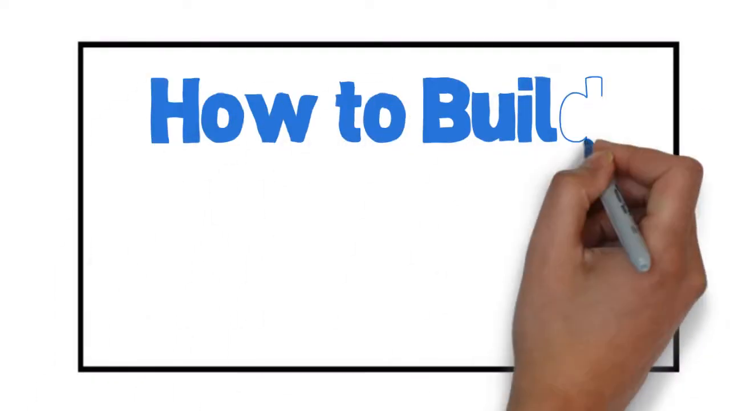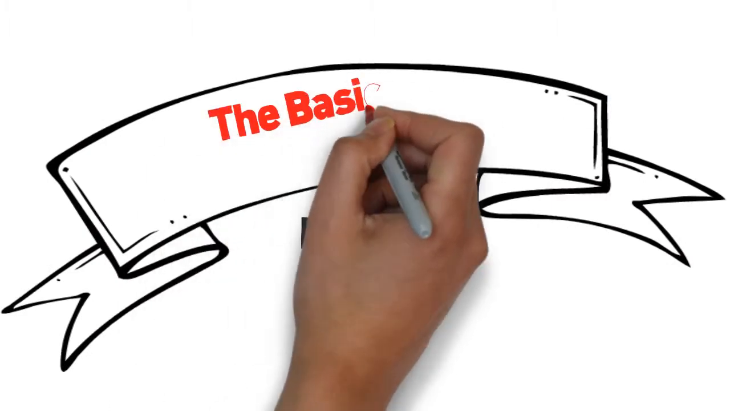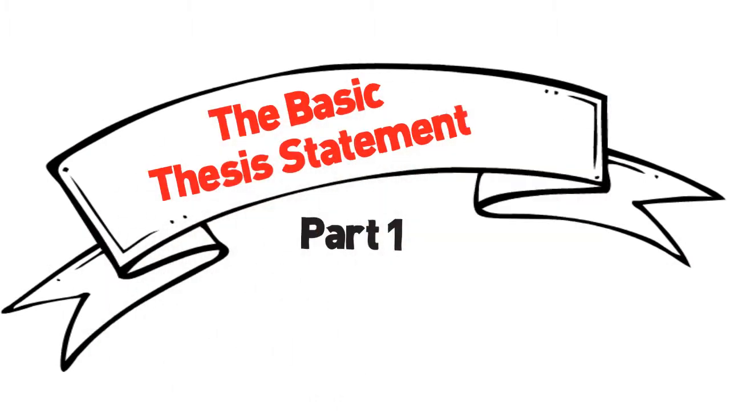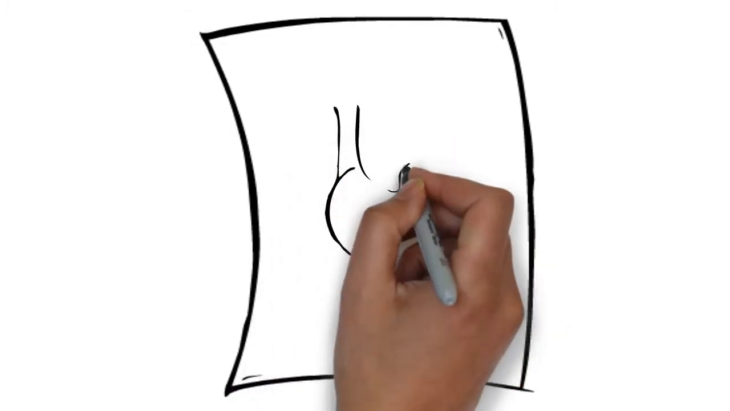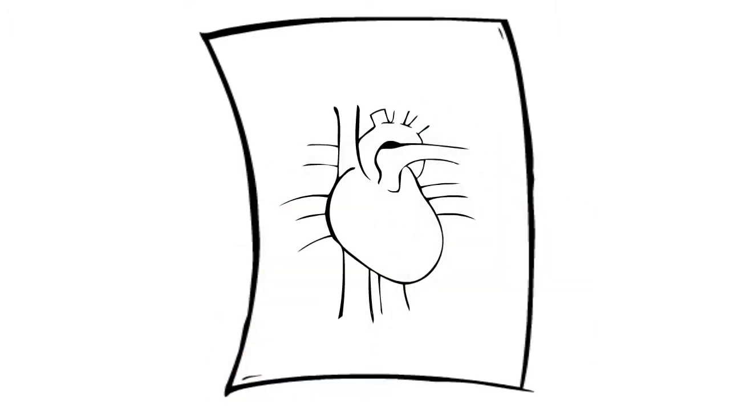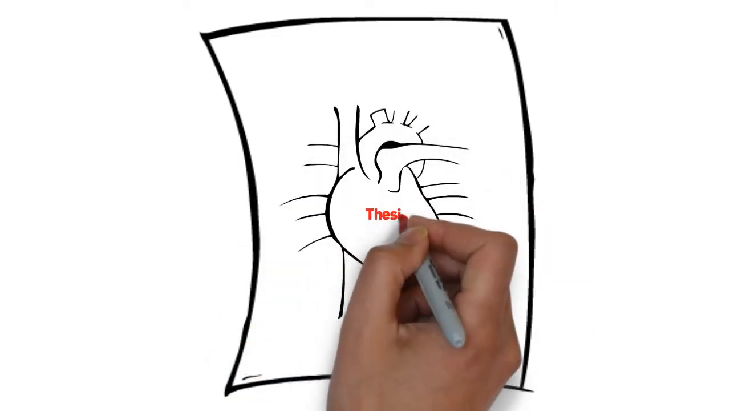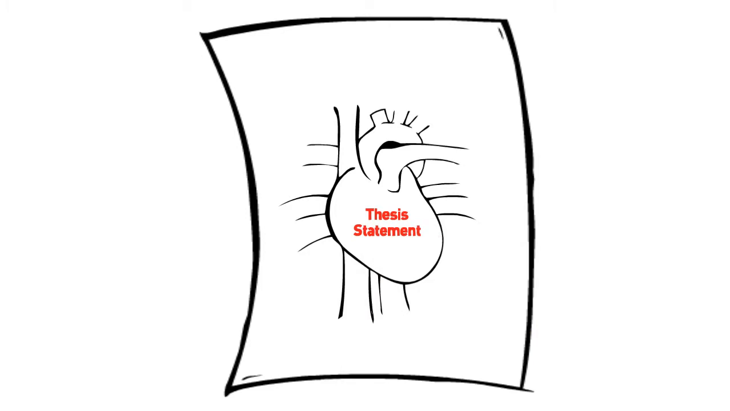How to build an argument. Part 1. The basic thesis statement. When writing an analytical essay, there is one sentence that stands out as the most important sentence of all. It is the heart of your paper. This is the sentence that defines your argument and lays out the framework for what you plan to defend. That sentence is the thesis statement.